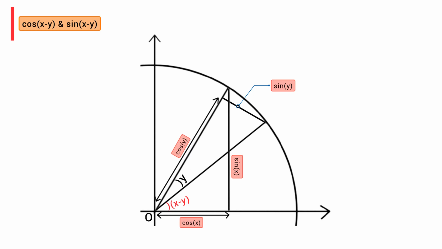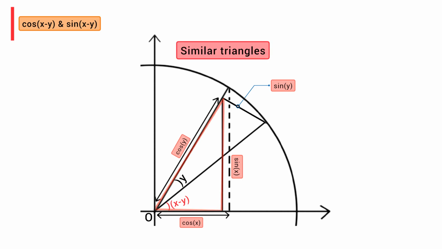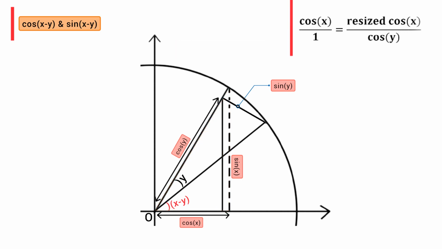Next, we need to resize the cos x side by moving the sin x side to a distance of cos y from the origin along the hypotenuse. By using similar triangles and equating the ratios of the hypotenuse and the adjacent sides, we get the length of the resized sides to be cos x times cos y.